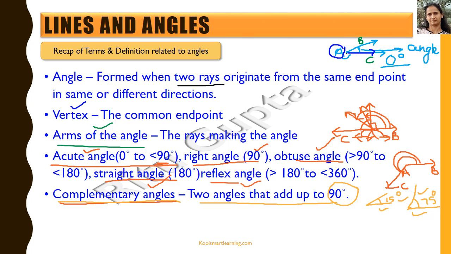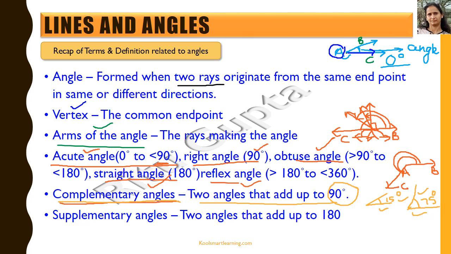complementary angles. And then we have another type which is supplementary angles, and supplementary angles are the angles which add up to 180 degrees. So supposing we have one angle which is 30 degrees, and we have another angle which is 150 degrees. Now they are adding up to 180, so these are supplementary angles.